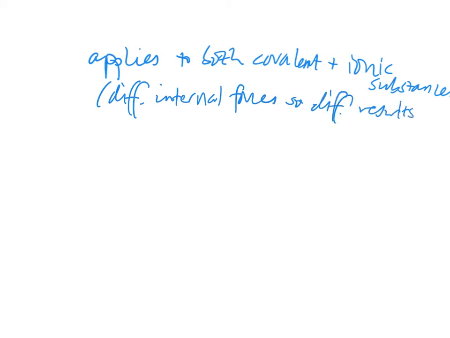And so what we'll do today is briefly look at each one. We'll talk about covalent, and what happens to a covalent substance when it interacts with water, and we'll talk about how an ionic substance would interact with water as well. So let's talk about covalent first.